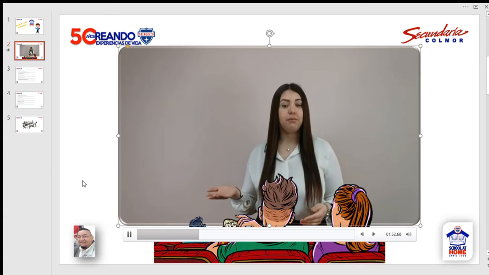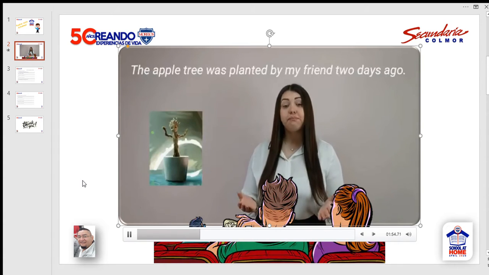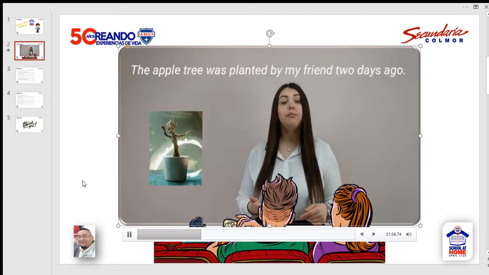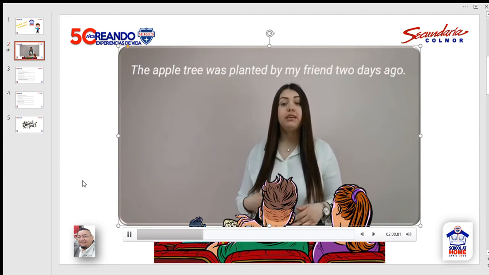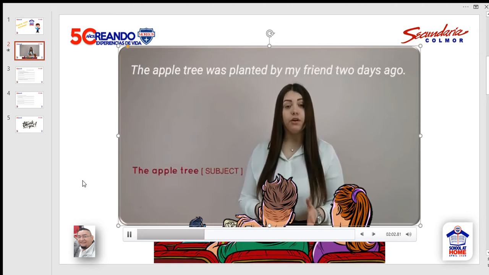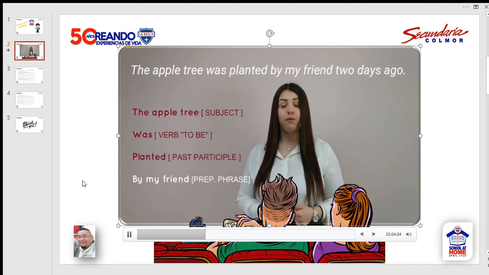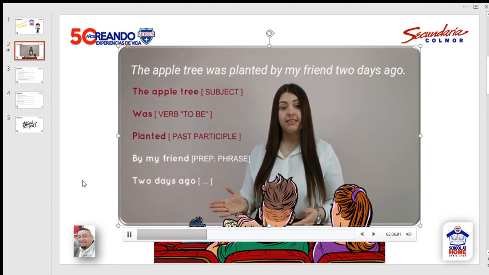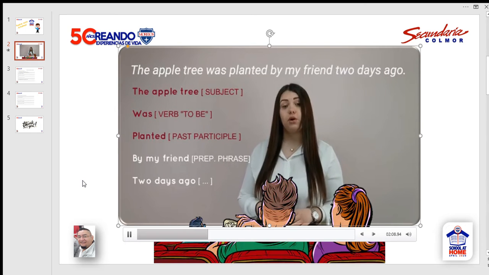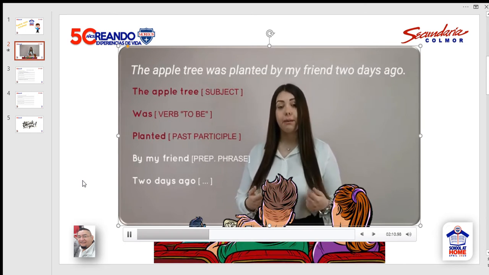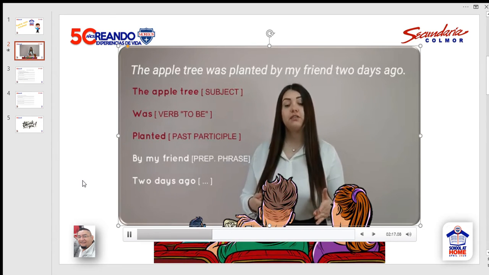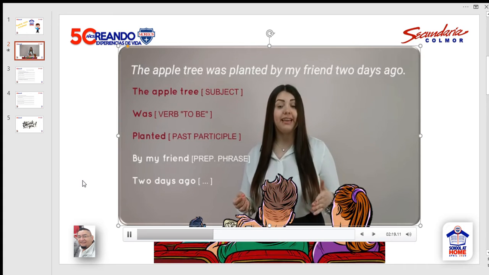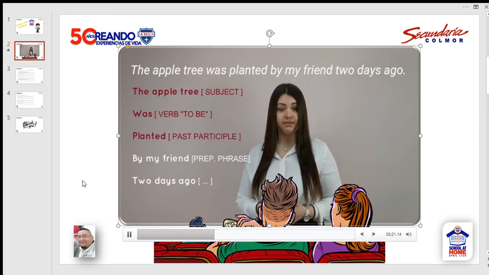Here is another example for you. The apple tree was planted by my friend 2 days ago. The apple tree is a subject. Was is a past simple form of the verb to be. Planted is a past participle of a verb to plant. By my friend is an optional prepositional phrase. And 2 days ago is the rest of the sentence which we use to explain when the action happened.